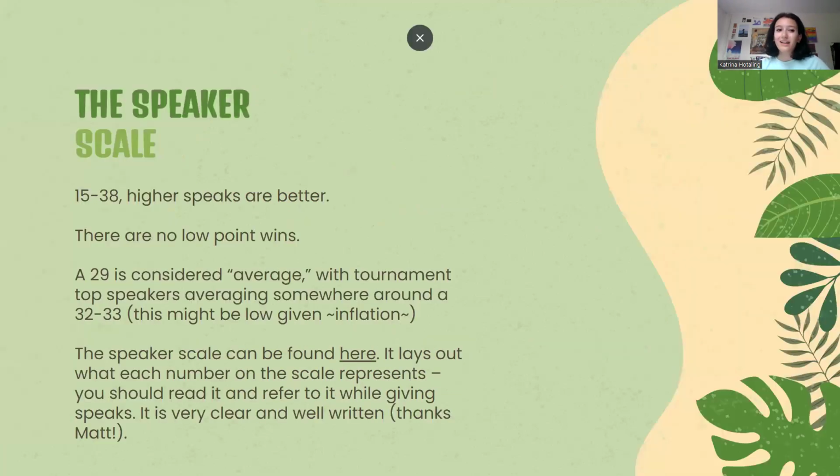Let's talk about the speaker scale a little bit more in depth. The speaker scale goes 15 to 38. Higher speaks are better. There are no low point wins, as I said before. And there are also justification bars. Anything 17 or below and 36 and above has to be justified to a member of tab. If it's higher, like a 37, it has to be justified to 2 members of tab, etc.